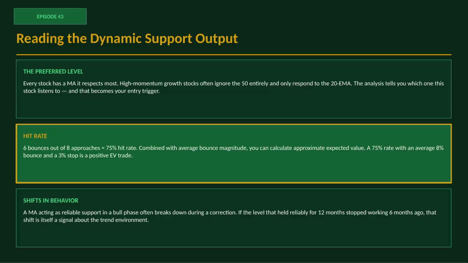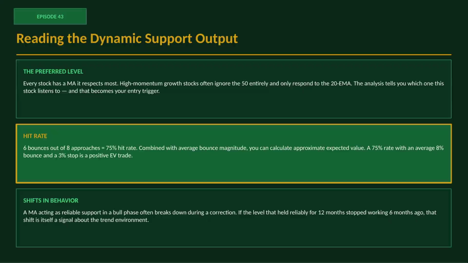Every stock has a moving average it tends to respect most consistently. It is not always the 50-day that everyone watches. Some high momentum growth stocks ignore the 50 entirely and only respond to the 20-day EMA. The analysis will tell you which one this stock listens to.